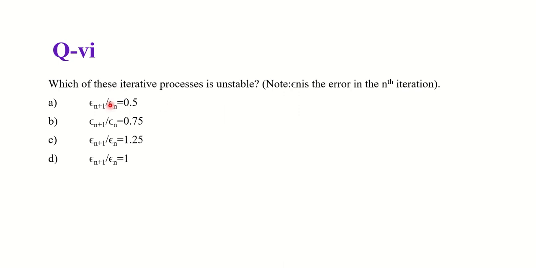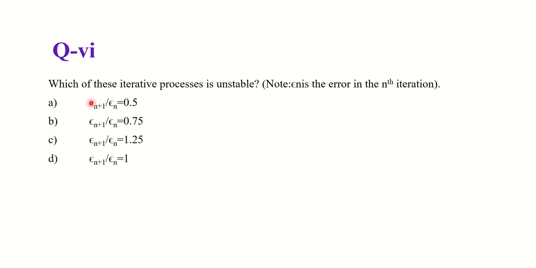Stability is where the error keeps on reducing. Instability is the exact opposite, where the error keeps on growing. Epsilon n is the error in the nth iteration, and epsilon n plus 1 is the error in the n plus 1th iteration. So basically, the error in the present step should be lower than in the past step, right? So values of 1 and below, lesser than 1, are stable.